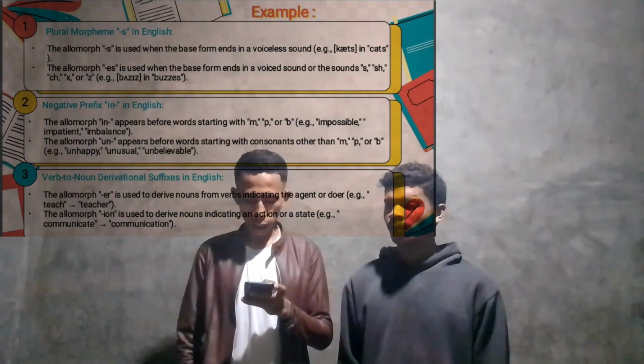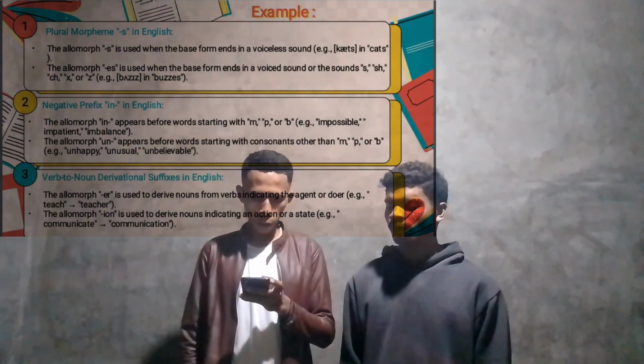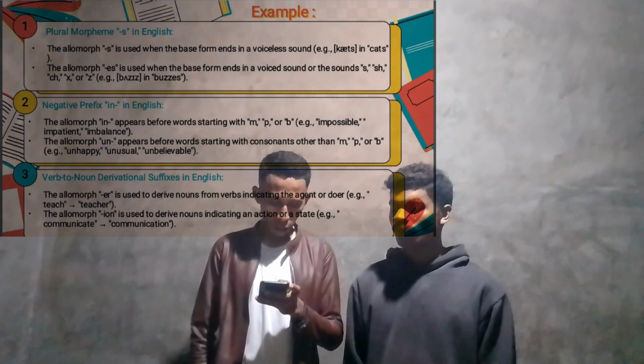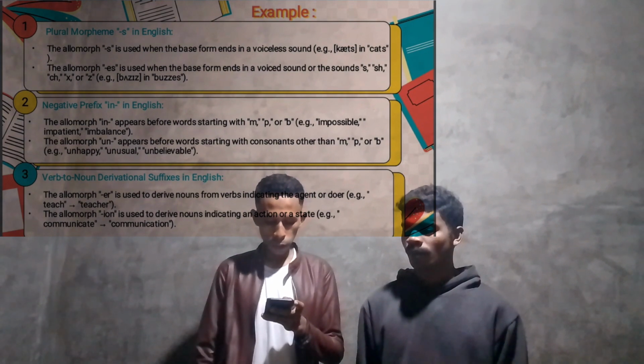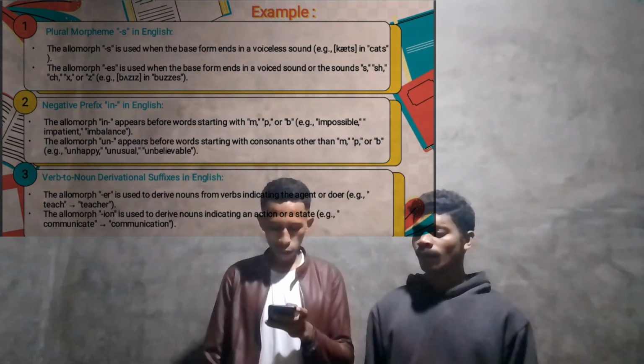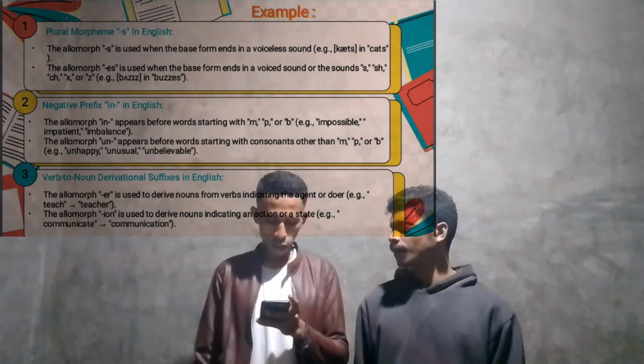indicating the agent or doer, like teach to teacher. And the allomorph ion is used to derive nouns indicating an action or a state, like communicate to communication.